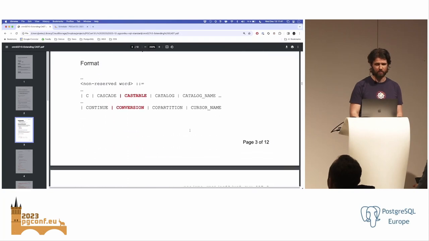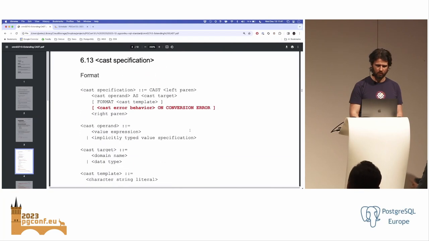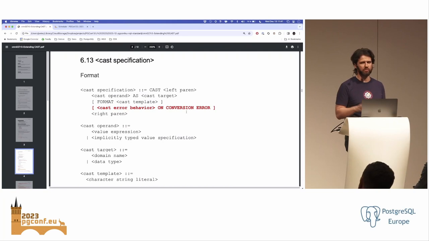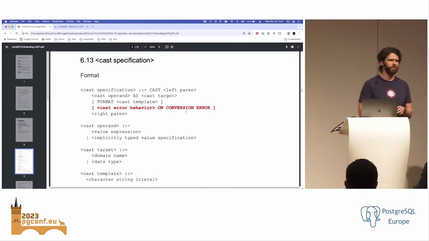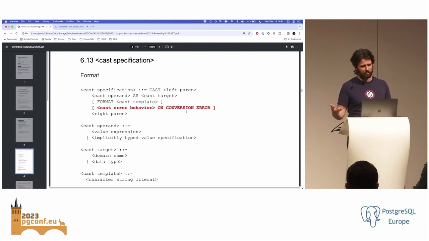So there's a castable predicate, right? That also went in, right? And then you can catch errors. So you have cast this as that, and then on conversion error, do something else. This change proposal is relatively new, obviously. We haven't implemented this in Postgres yet, but for those of you who followed that, this is a discussion we've been having over the last few years to be able to catch errors on type conversions and things like that.